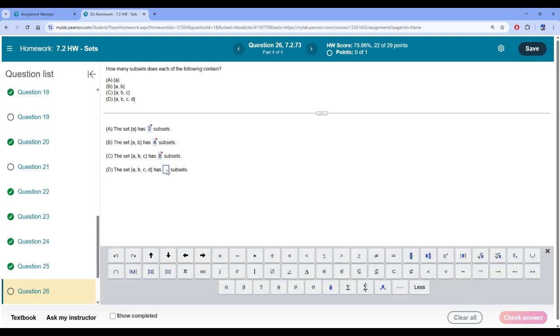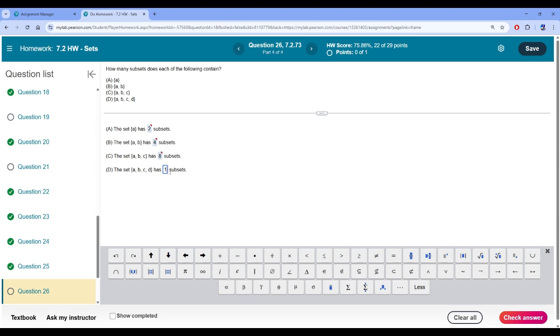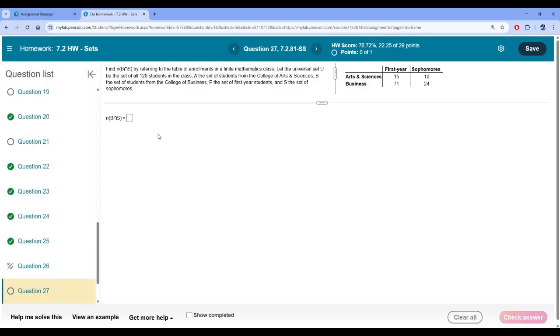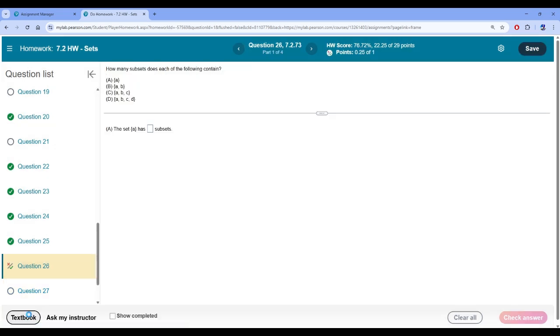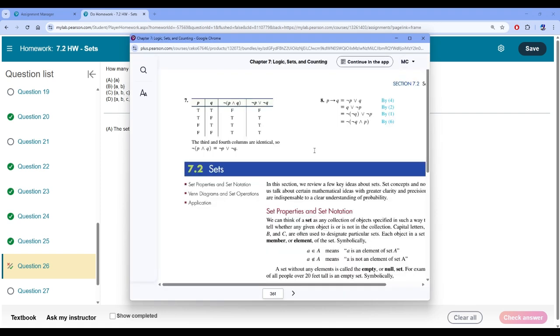So this one would have 15, 14, or 2, 4, 8. Did I try 16? I tried 16, right? 16. I don't know the formula. There's definitely something there. Let me see the textbook. What does it take me to? No, there would have to be a formula, right?